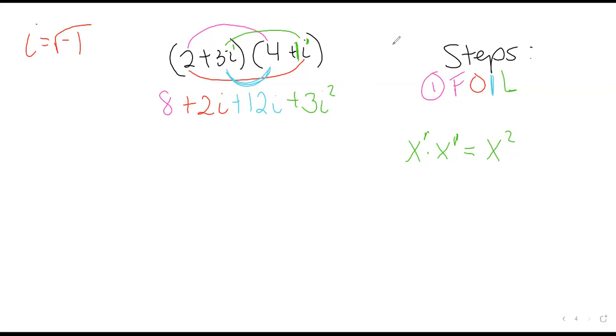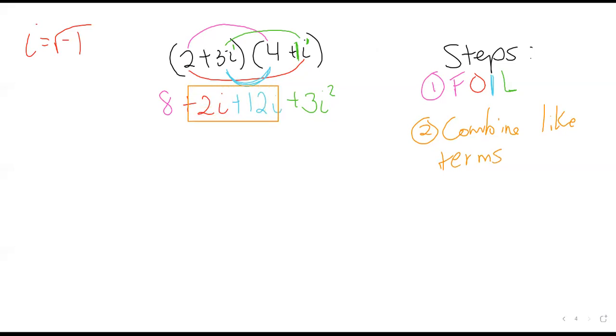Now I need to do my step 2, which is combine like terms. My like terms are, really, right now I only have these two: plus 2 plus 12. So my 8 stays where it is. And what is 12 plus 2?